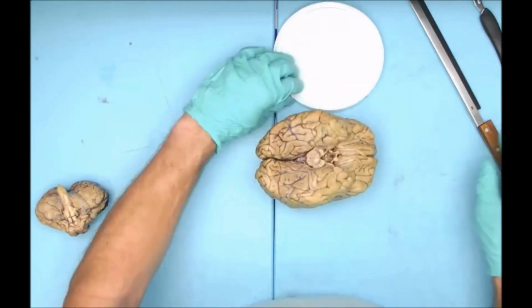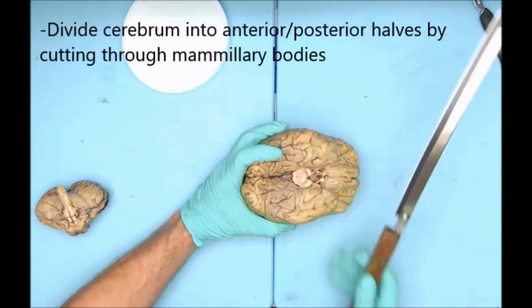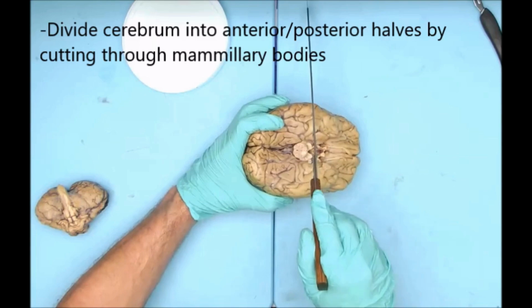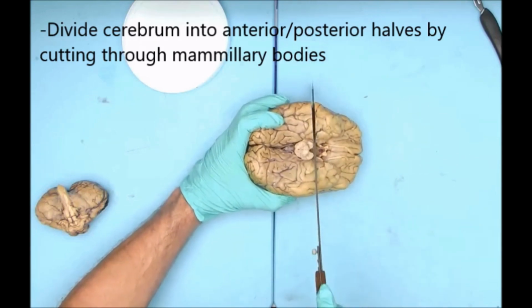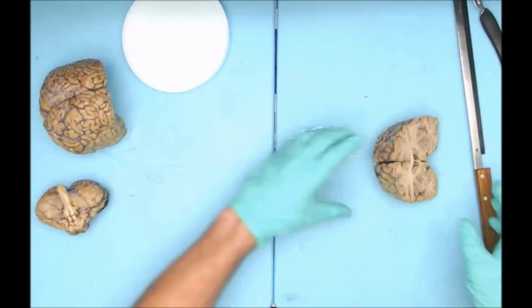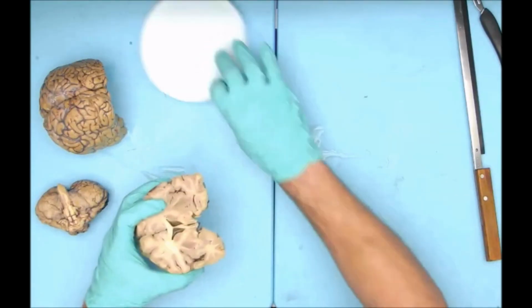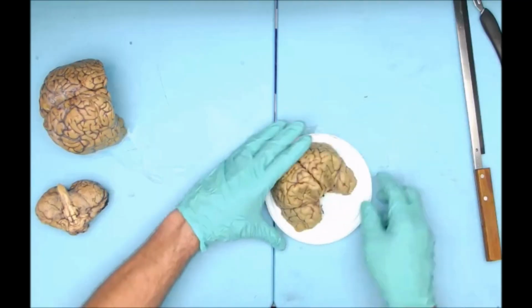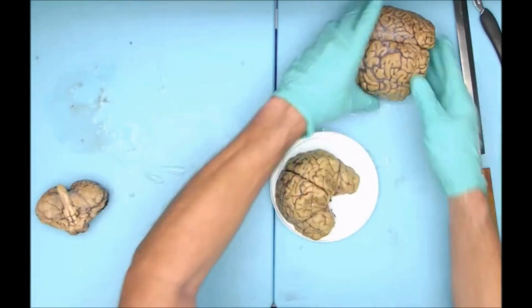We're moving on to the brain sectioning. I've already removed the cerebellum and brainstem. And now I'm going to divide the brain into anterior and posterior halves by cutting through the mammillary bodies, as you see here. And this is just a lid from a specimen container. I'm going to do the anterior half first.